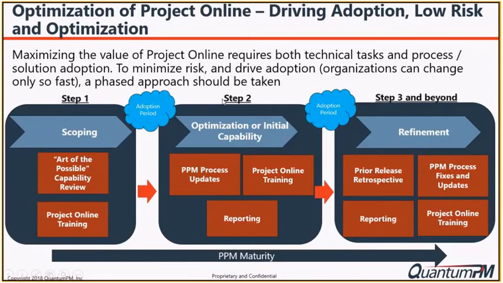Step two is what I call optimization or initial capability. This is more along the lines of let's just get in here and establish some initial baseline capability. This is usually Project Online type stuff. Maybe some project management work. There'll be training associated with it, and some reporting associated with it. This would be very much aligned with pain points and the ability of the organization to accept change.